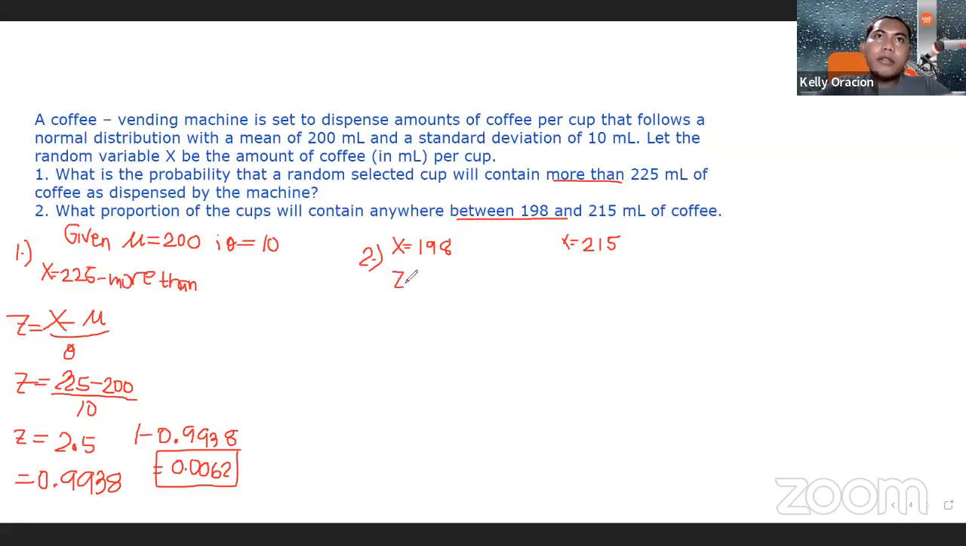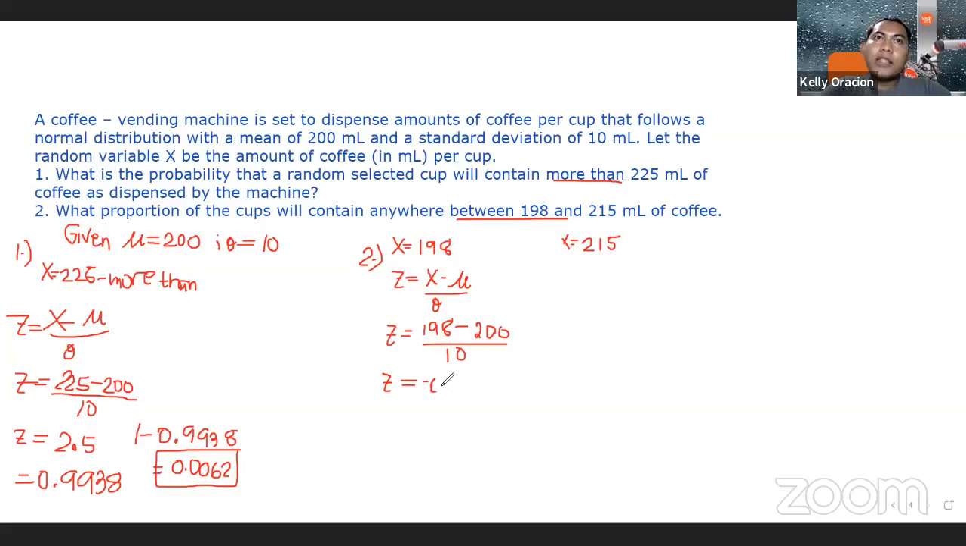So z-score, x minus mean over standard deviation. So z is equal to x, which is 198, minus 200, over the standard deviation, which is 10. Yes, Mayordomo, what's the z-score? Negative 0.2, sir.